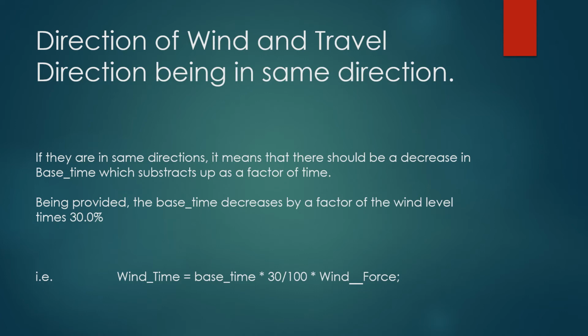Next is the direction of wind and travel direction being in the same direction. It also makes sense that if you are walking with the wind, it will be easier for you to walk. In the same way, it affects the driver's car. If they are in the same direction, there should be a decrease in the base time. In workshop 9, it is provided that the time decreases by the base time times 30%. That is, wind time equals base time into 30 upon 100 into wind force.